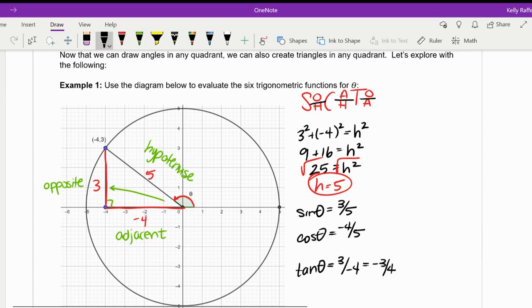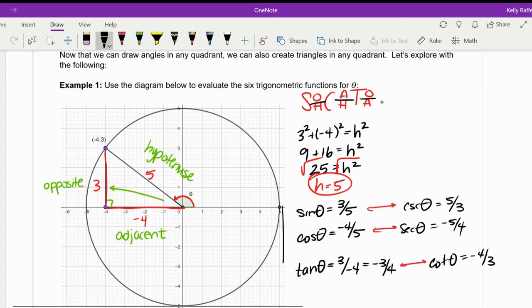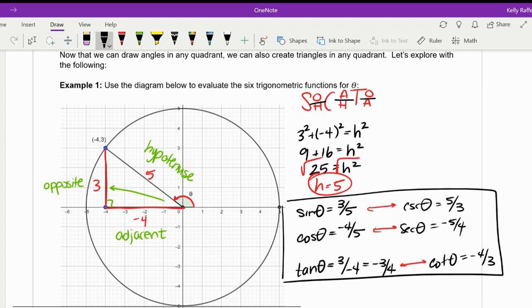So remember, you can pause me if I'm going too fast or rewind or whatever you need. The last thing we need is the reciprocal functions. So sine and cosecant are reciprocals. So I'm just flipping that fraction. Cosine and secant, I always think the letters flip to S and C, C and S. So that's -5 over 4. And then tangent's usually the easy one to remember. That's cotangent. And that would be -4 over 3. So those would be our answers for this one going through.